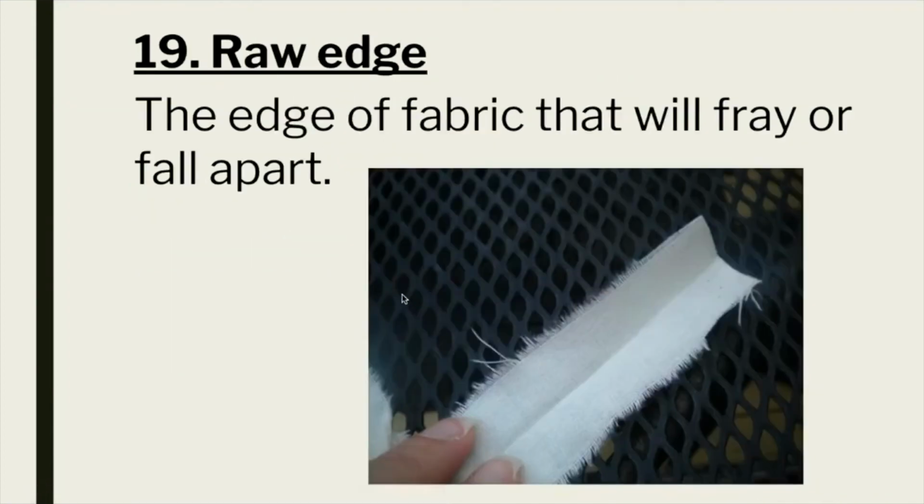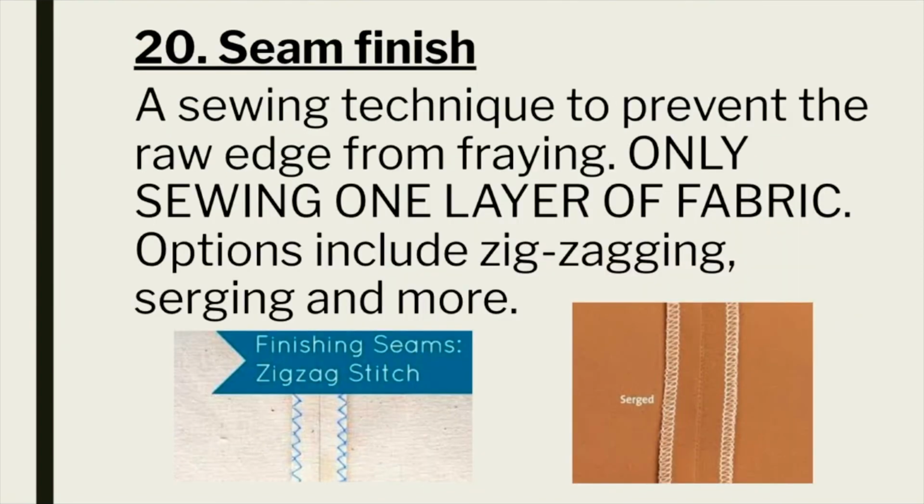Raw edge: the edge of fabric that will fray and fall apart. Most cut edges of fabric will fray and fall apart unless you do something about it. A seam finish is a sewing technique that will prevent the raw edge from fraying. You usually only sew one layer of fabric when you create a seam finish. Options include zigzagging or serging, and there are at least 10 others.